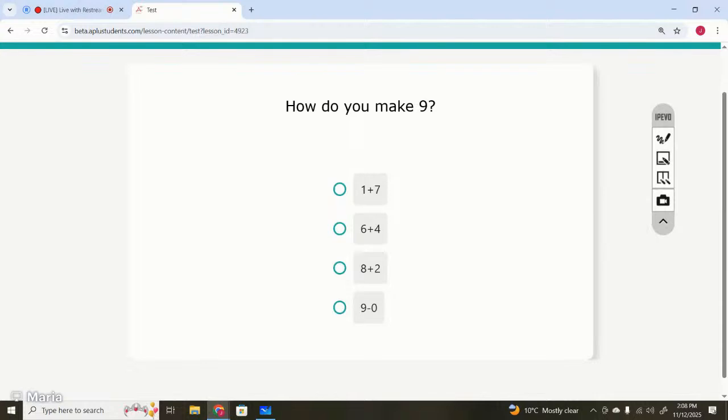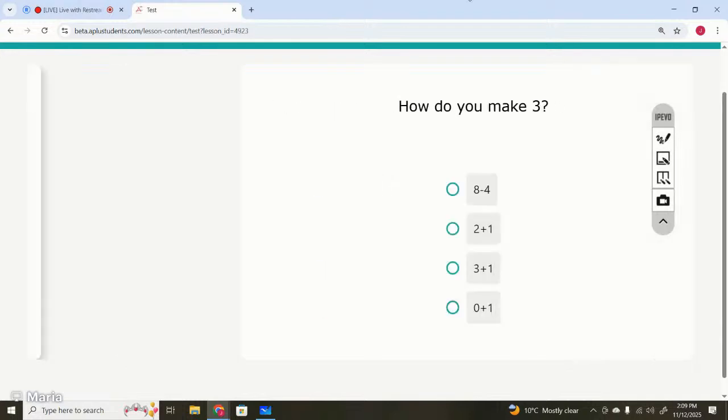How do you make 9? Which of the options, when added or subtracted, makes 9? That is 9 take away 0.